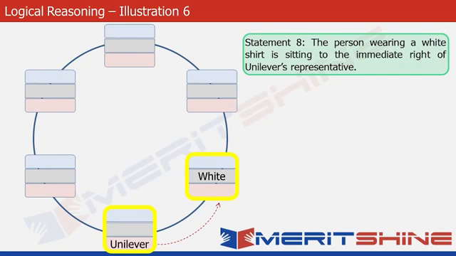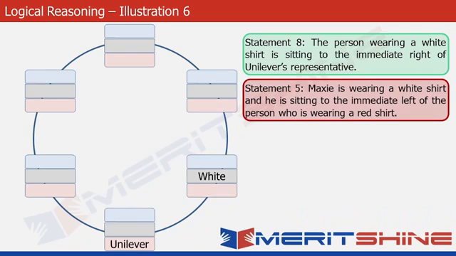The next statement that we use would be statement 5. It says that Maxi is wearing a white shirt. We had just written white in this box, so let's just put Maxi's name there as well. The statement also says that Maxi is sitting to the immediate left of the person who is wearing a red shirt. Now look at it like this. Since Maxi is to the immediate left of the person who is wearing a red shirt, we can also say that the person who is wearing the red shirt would be on the immediate right of Maxi. The immediate right of Maxi would be this box. We put red here in this box and move forward.